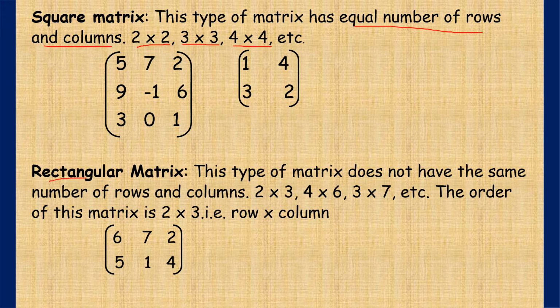Then we move on to the rectangular matrix. This type of matrix does not have the same number of rows and columns. For example, 2 by 3, 4 by 6, 3 by 7. They are called rectangular matrices. The order of this matrix is 2 by 3. You can see we have row 1 and row 2, and column 1, column 2, and column 3. So row first, then column. So we have a 2 by 3 matrix. Let's go on.